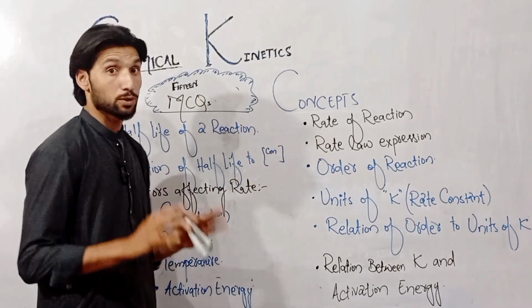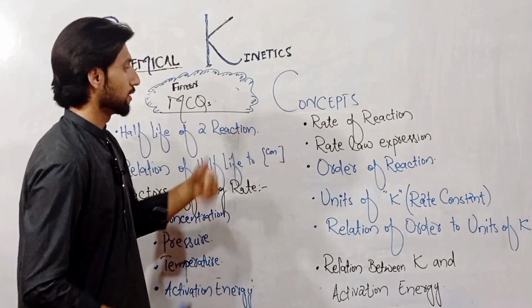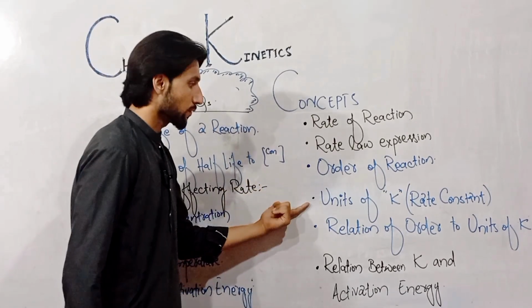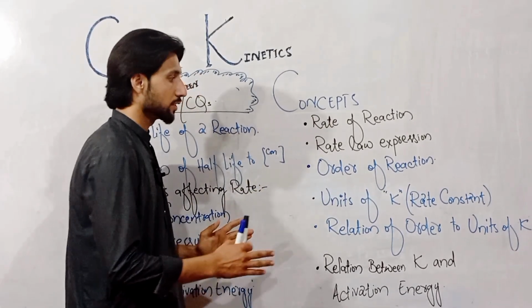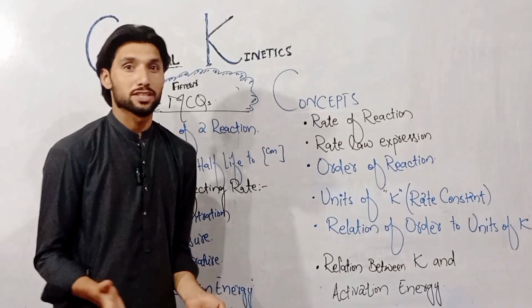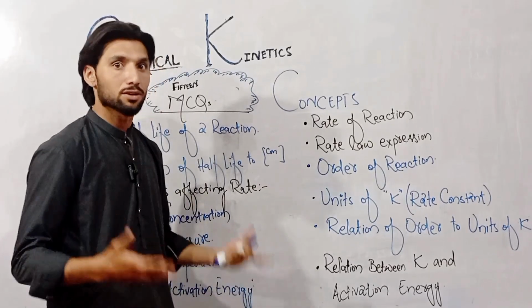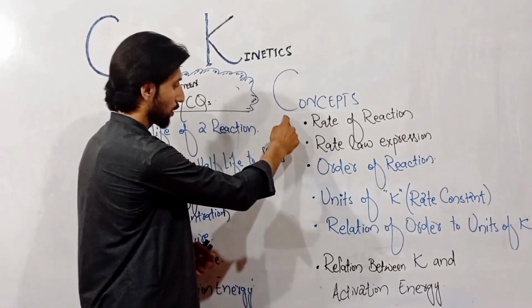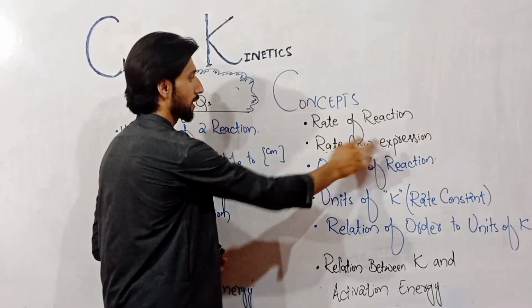expression and what can we deduce from rate law expression, like order of a reaction, unit of K, relation between order and a unit of K. If unit of K is given, how can you find out the order of a reaction? So all these you can do with just the rate law expression.